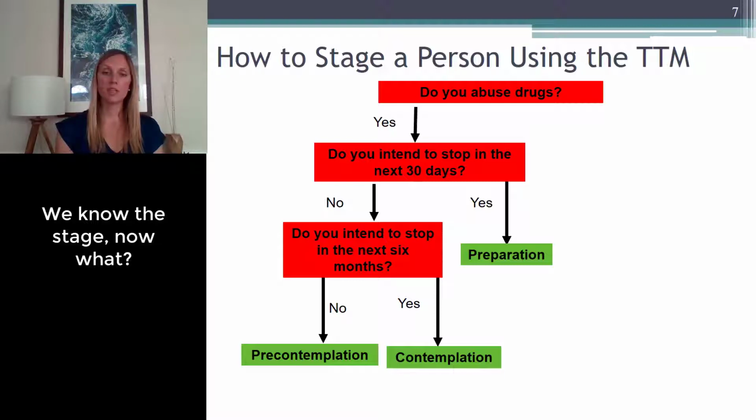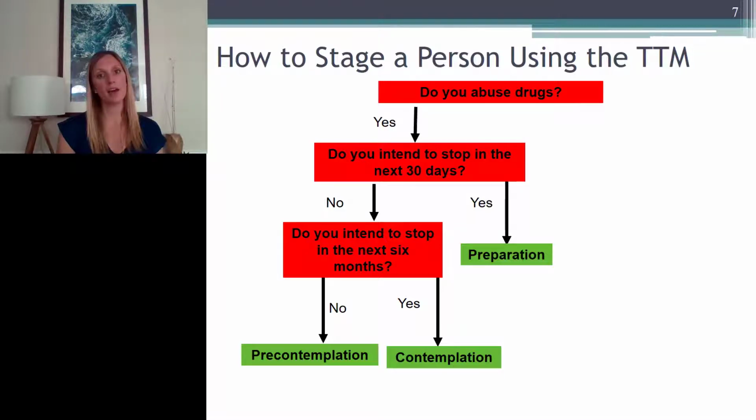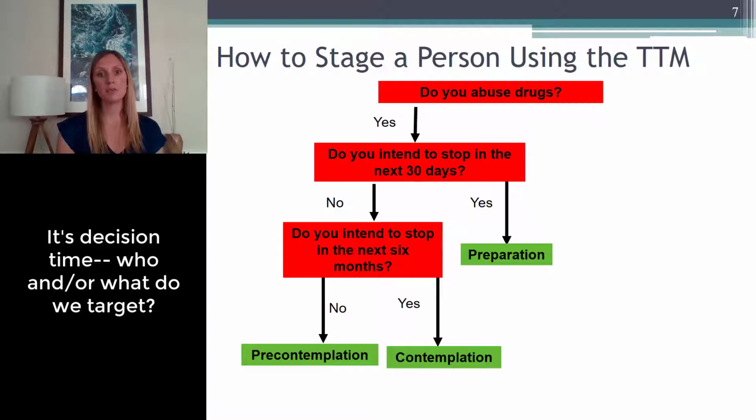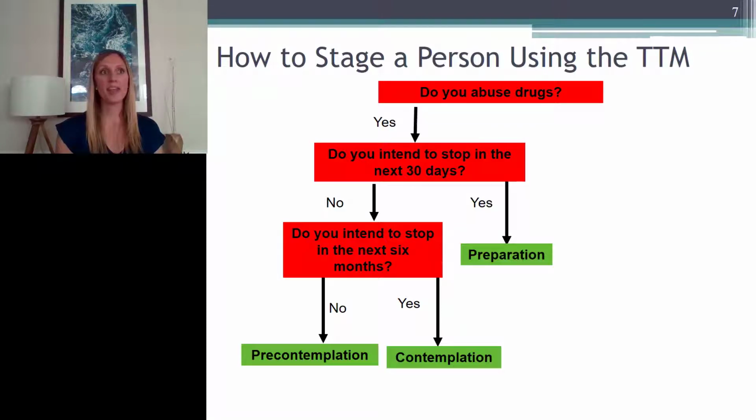So what we do from here is we decide, depending on the resources that we have in our intervention, if there's a particular group of individuals, so a particular stage that we want to target. And how we make this decision is dependent on a couple of different factors. The first and probably the best reason to make a decision is the expertise of your group. So if you are a group of clinical psychologists with addiction expertise, then you are likely best equipped to handle people in the preparation or even the action phase, which is not indicated here on this graph, because you can provide people with treatment right then and there.